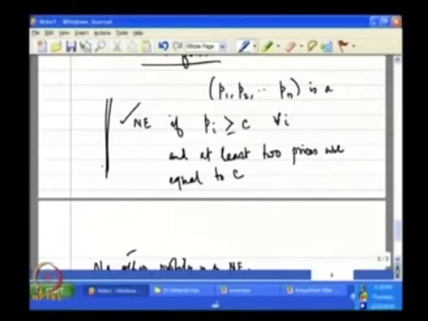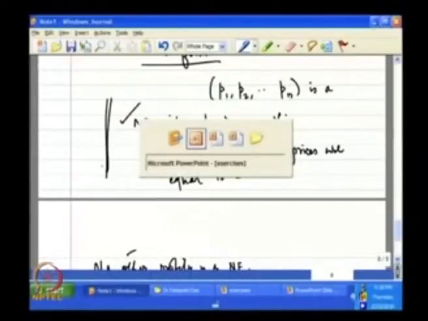So, basically we have ruled out all the other possibilities of price profiles, and we have seen that none of those profiles is a Nash equilibrium. The profile that we are left with is this profile, which is indeed a Nash equilibrium profile. Let us look at some other problems.